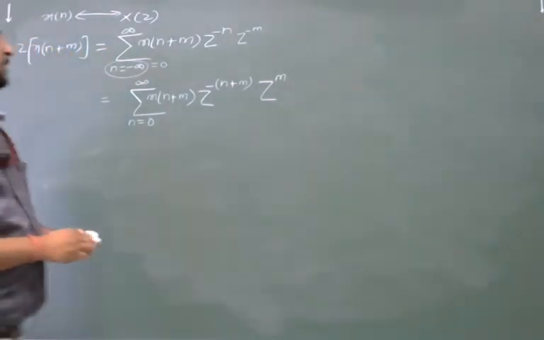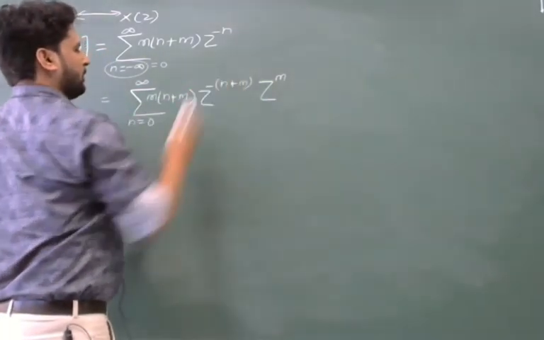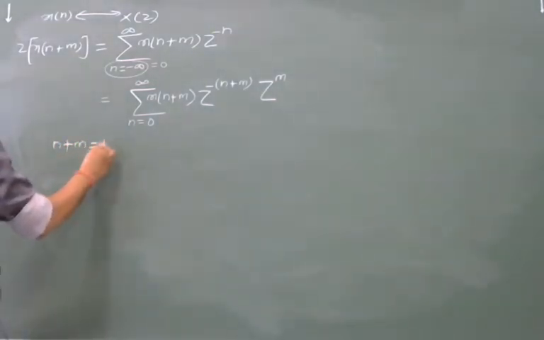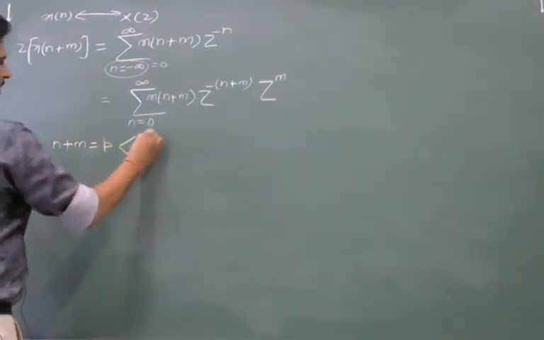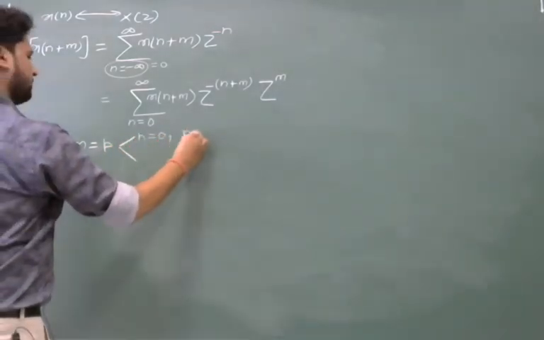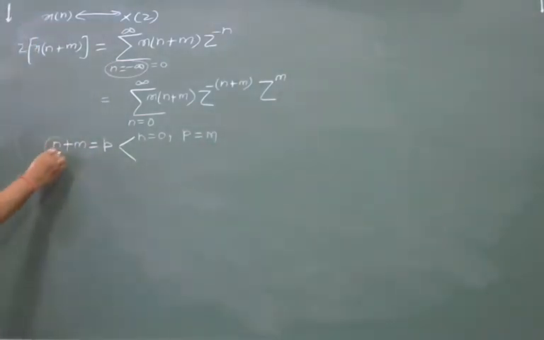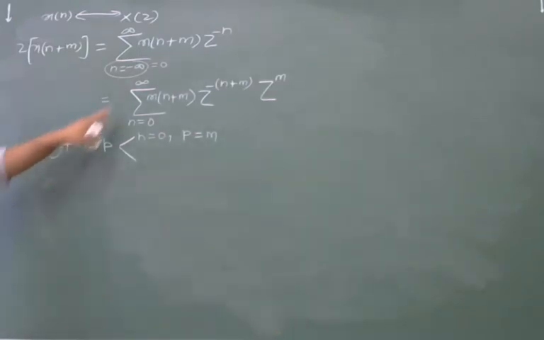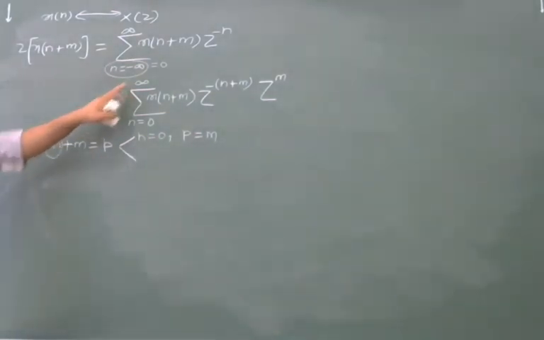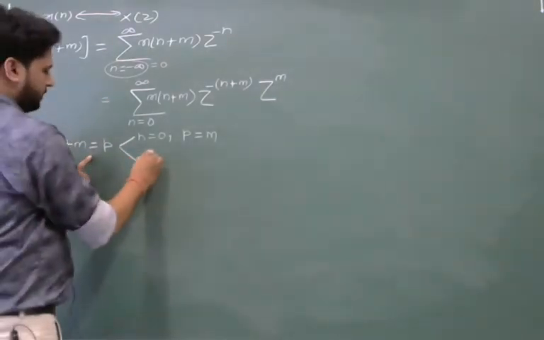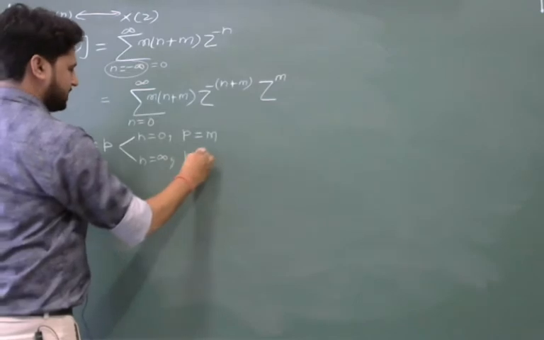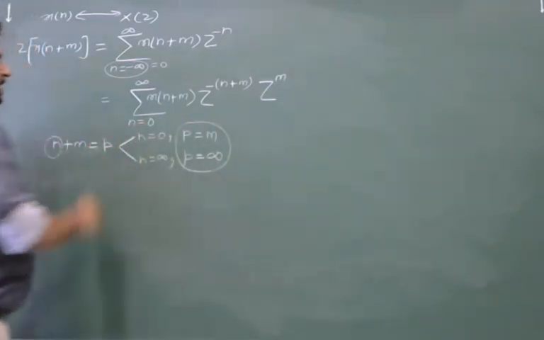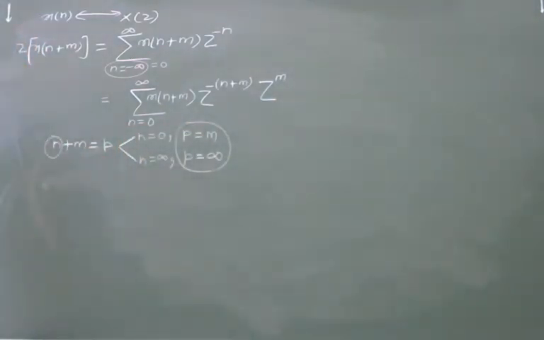Now consider n plus m as another variable p. So when n will be equal to 0, this p will be equal to m, and when n will be equal to infinite, then p will also become infinite. It means that the new limit will be from m to infinite. Limit on the p will be from m to infinite.